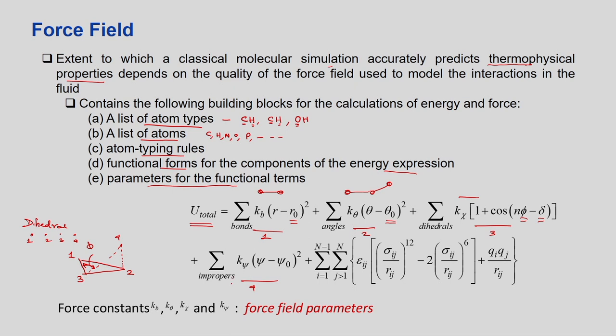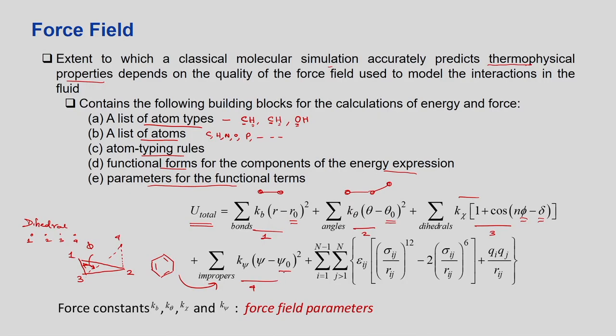And impropers will come into the picture only when you have compounds such as aromatic rings. Otherwise, for a linear molecule, this won't come into the picture. If the aromatic ring is bent, we represent it with some angle psi naught, which is equilibrium, and psi is at any instant of time. So, all this psi, r, theta, all these are at any interval of time. Then the remaining is the major part of any MD calculation, the non-bonded part.